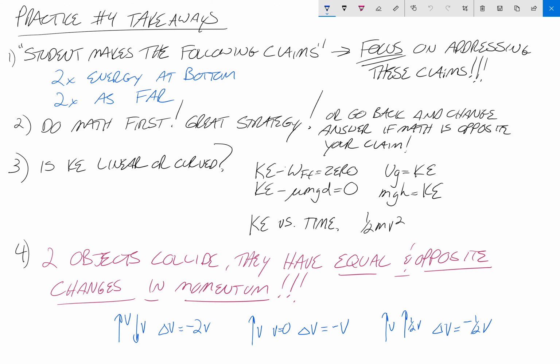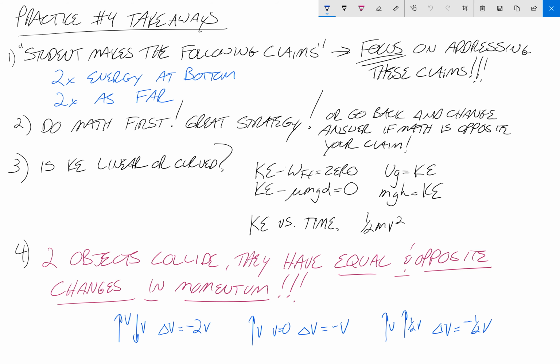But some of you had contradicting math and claim. That's dangerous because one of them could be wrong. If you do notice that it's drastically different, then maybe you should go back and take a look. I know the time is going to be limited on the test, but think about it.